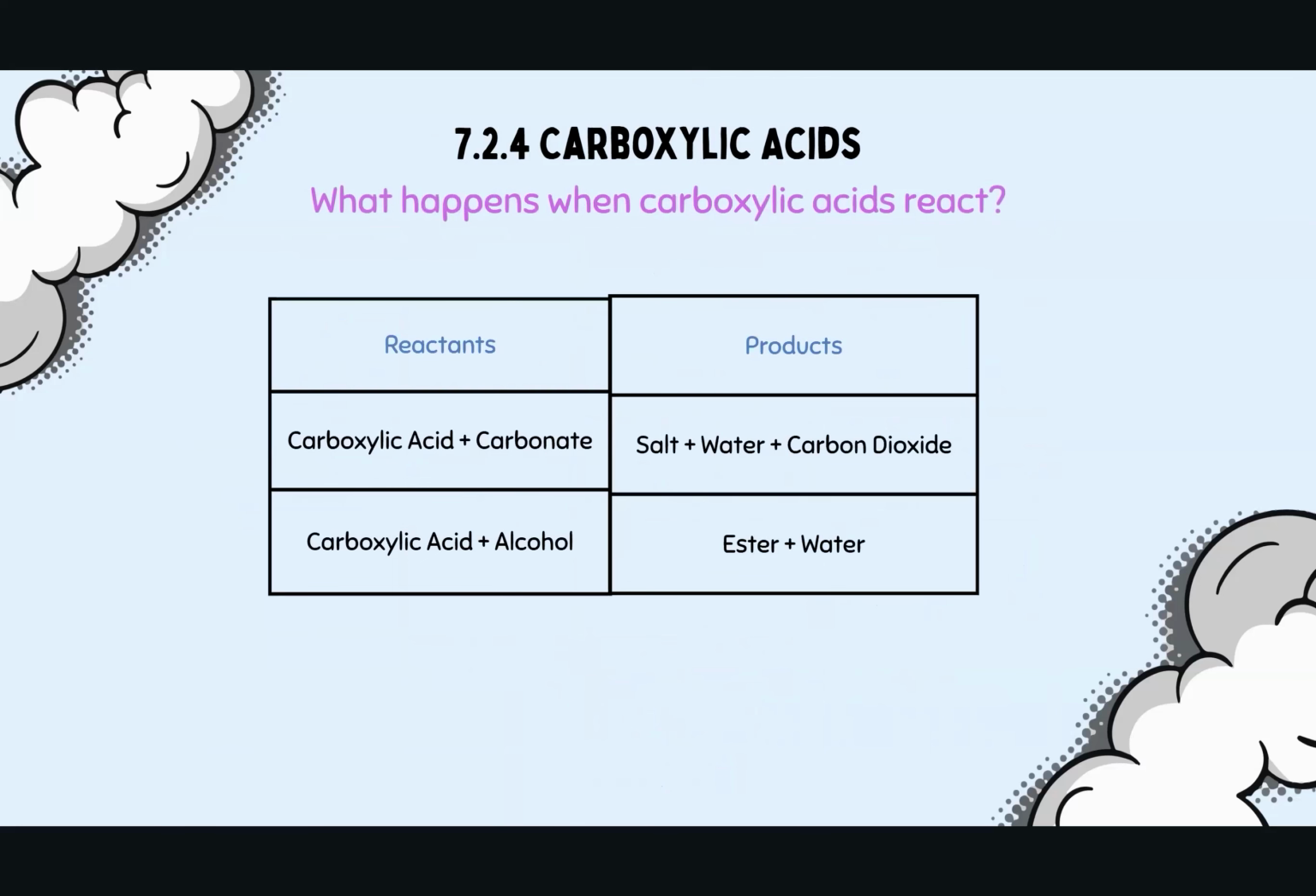Now carboxylic acid will react with a carbonate. Now, these are just reactions that we've done before. What happens when an acid reacts with a carbonate? It makes a salt, water, and carbon dioxide. What happens when acid reacts with alcohol? This is something new. It makes ester plus water.